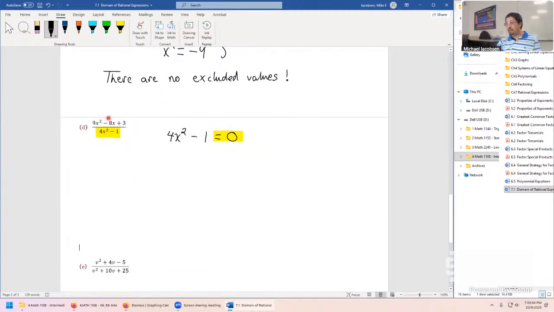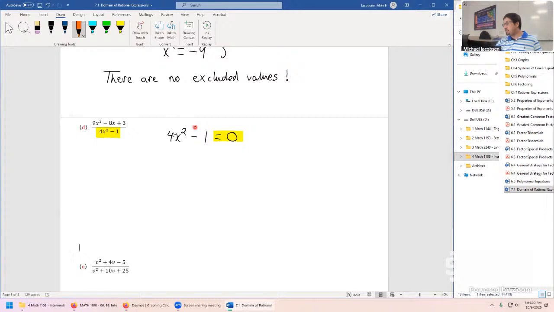Sometimes you might notice the numerator factors in a readable way, but just ignore it. It's just there to distract you, basically. The denominator is all that matters for excluded values. And this one is a difference of squares. Let's cite the formula just for quick reference.